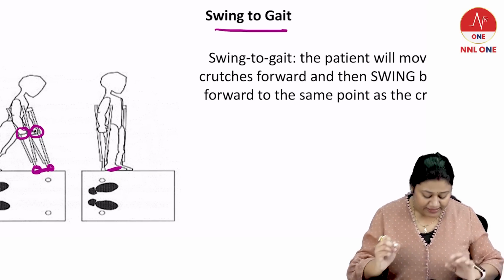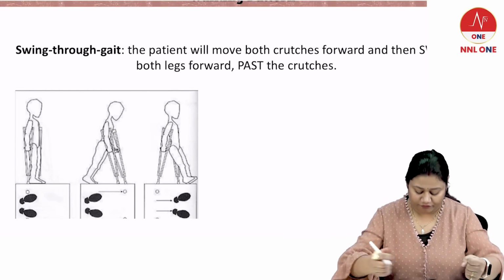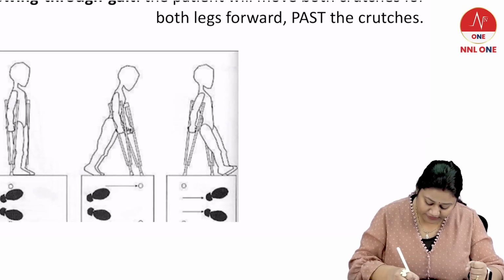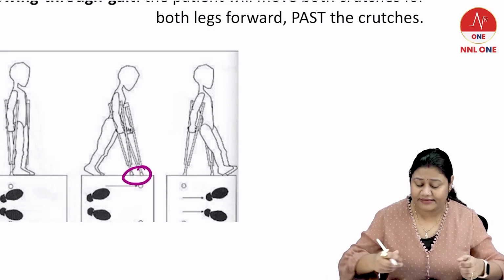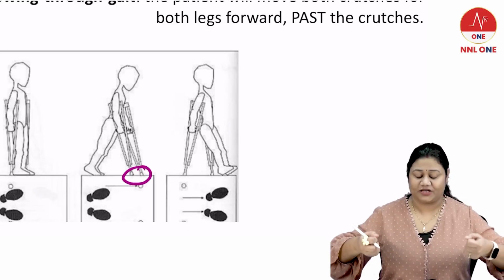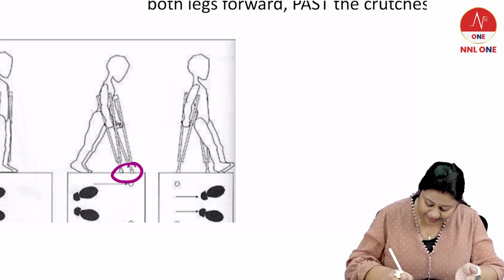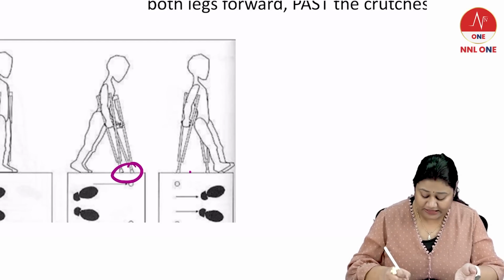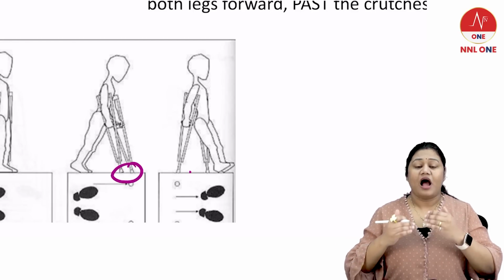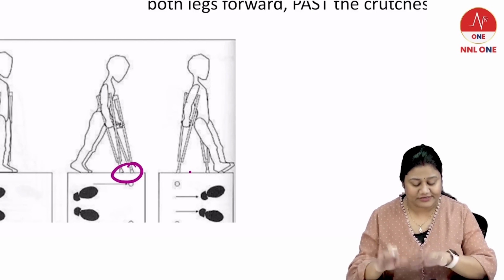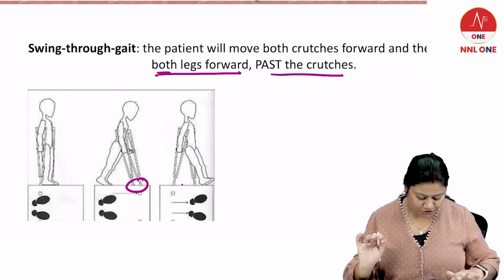That is swing-to. Now swing-through means you again take both the crutches forward, like you can see in this image, then put the entire body weight on them. Once you have put the body weight, you lift your lower extremities and swing. Here in swing-through, you will not put both legs at the point where the crutches are present. You swing through and place both legs a bit forward, past the crutches, on the surface. This is your swing-through gait.